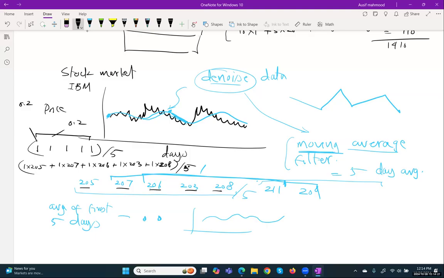So the first thing that we pick, in this case, 0.2, 0.2, 0.2, 0.2, 0.2, or 1, 1, 1, 1, 1 divided by 5, we call this a convolution kernel. As I mentioned, if you pick the convolution kernel to be all ones divided by the total number of ones, what effect does it have on the input? It removes the noise, the daily noise.